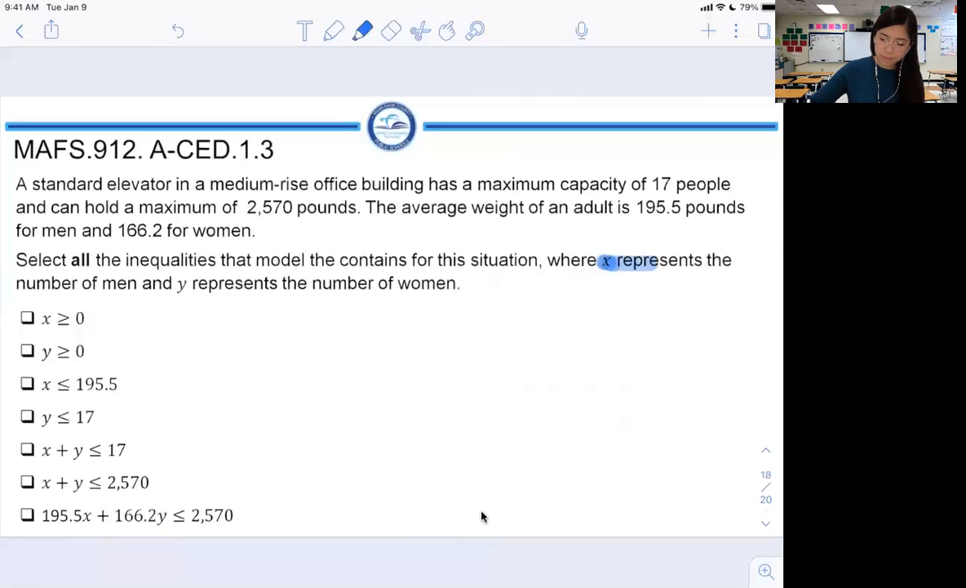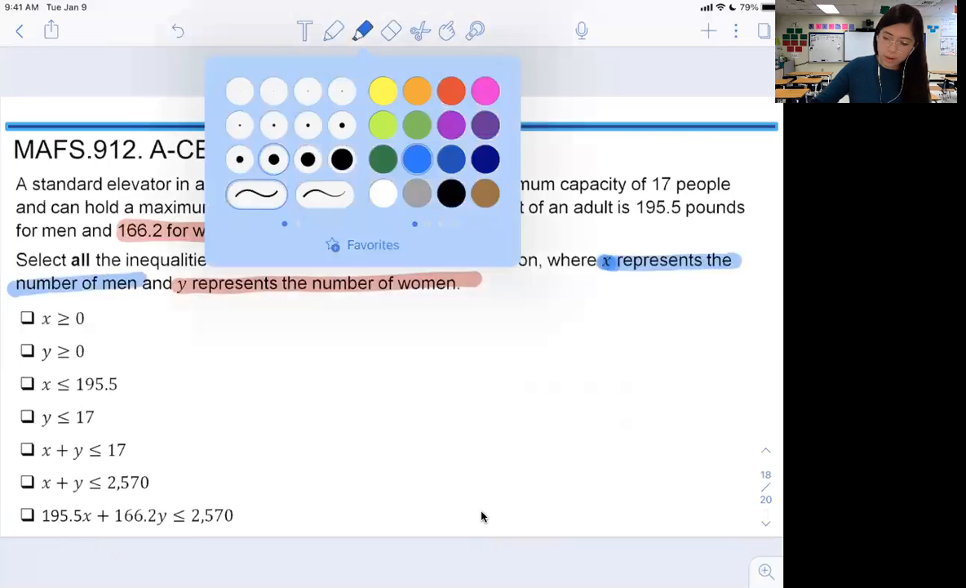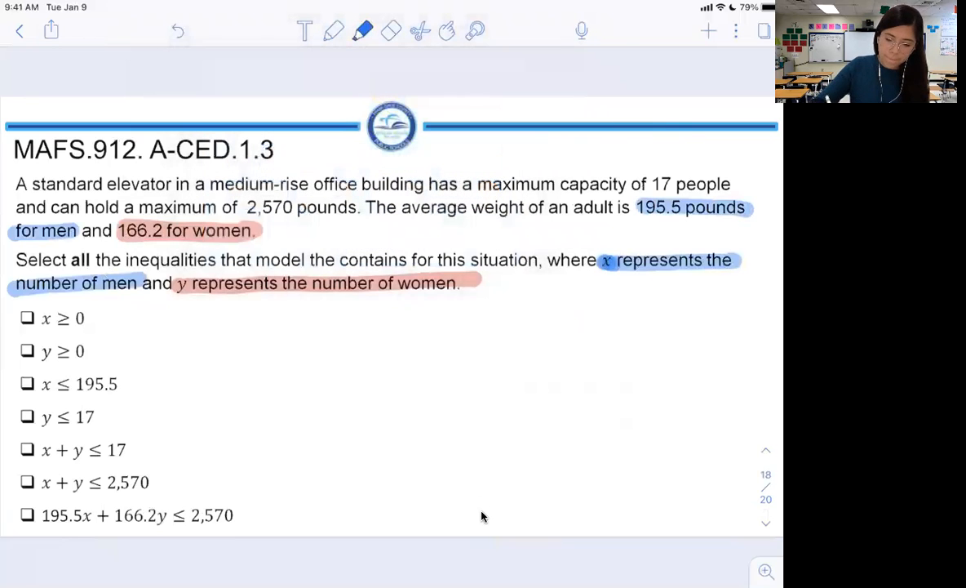Okay. X is men, Y is women. And it tells me that the average weight of an adult is 195.5 pounds for men and 166.2 for women. And the maximum that the elevator can hold is 2,570 pounds, as well as 17 people.